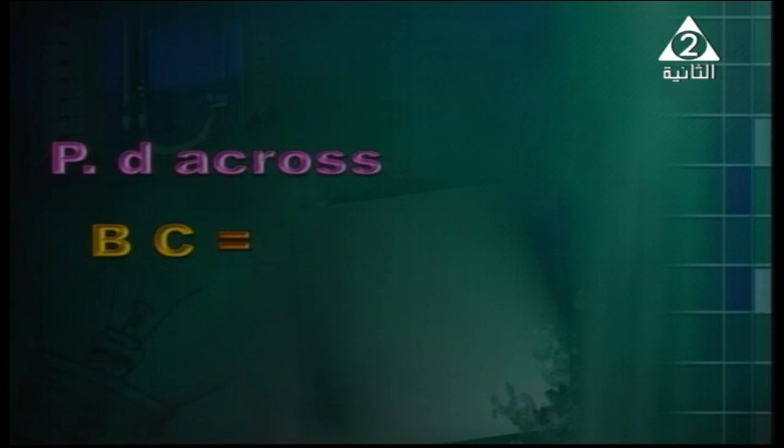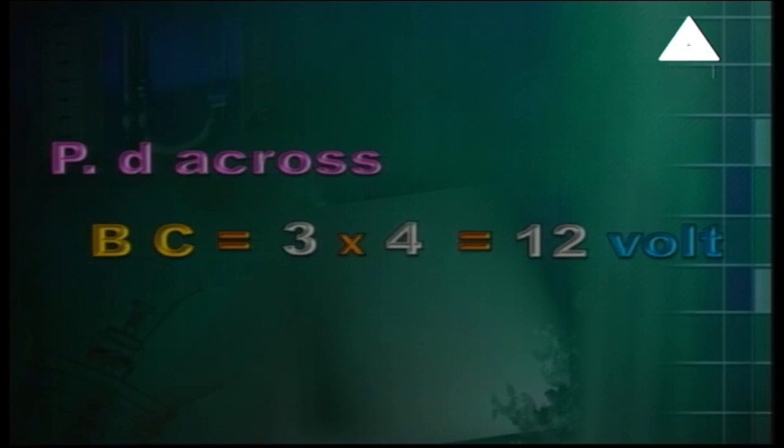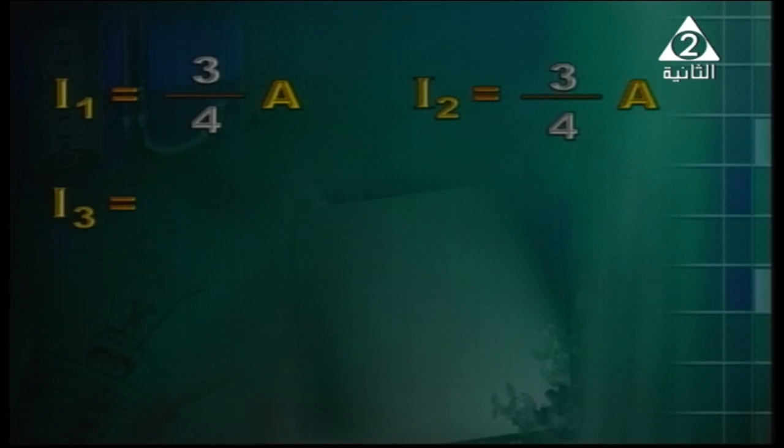Okay, potential difference across BC equals the current 3 times R equivalent of the second parallel group, which is equal to 4, so the voltage is equal to 12. Now, since we managed to obtain the voltage, it's all easy to calculate the current. Voltage will be divided by the value of resistance. Okay, so I1 equals 3 over 4, I2 equals 3 over 4, I3 equals 3 over 2.